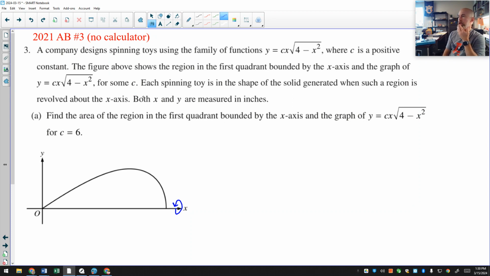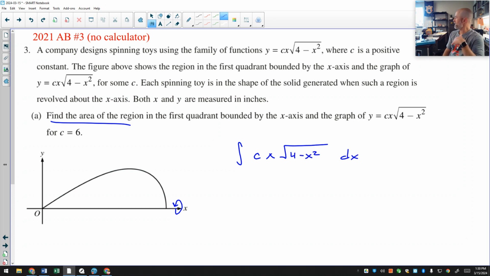Now let's read the first question. Find the area of the region. Now that alone is a fairly nice question. We're going to do the antiderivative of top minus bottom, except this one, the bottom is the x-axis. So it's going to be the antiderivative of the function, right? Cx times the square root of 4 minus x squared.